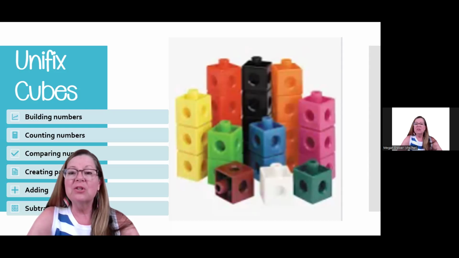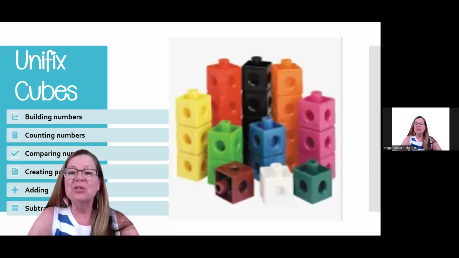In first grade, Unifix cubes are excellent for understanding place value, particularly when working with tens and ones. Students can build a stick of 10 cubes to represent a 10, and then combine these sticks with individual cubes to represent larger numbers. This hands-on approach helps students visualize and understand the meaning of the digits in the tens and ones place.